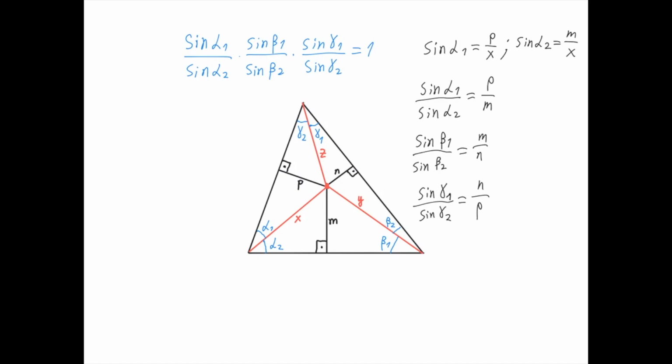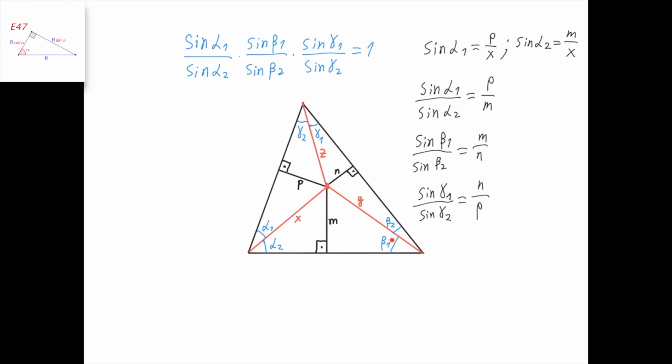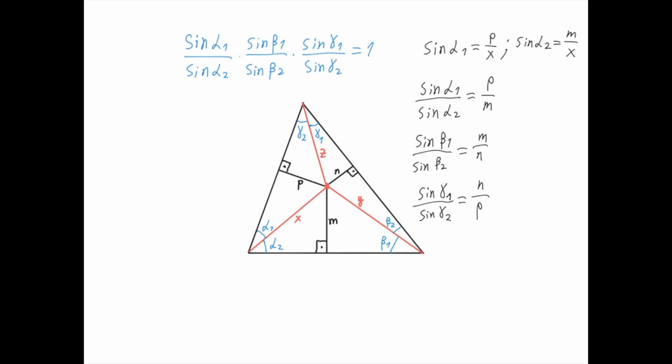So when we take the ratio sine of alpha 1 divided by sine of alpha 2, the x cancels out, and what is left is p divided by m. So sine of alpha 1 divided by sine of alpha 2 is p divided by m. Similarly, for sine of beta 1 divided by sine of beta 2, we have sine of beta 1 is m divided by y, sine of beta 2 is n divided by y. The y cancels out when we take the ratio of the two sines, and then we get sine of beta 1 divided by sine of beta 2 is m divided by n. And in the same way, we find sine of gamma 1 divided by sine of gamma 2 equals n divided by p, and these three quantities are given here.